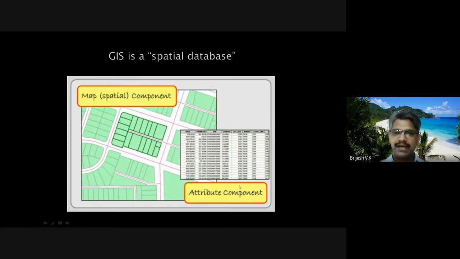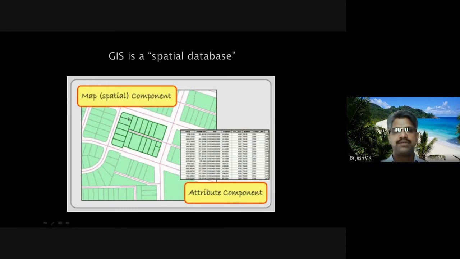But what is the attribute component? This is the map component. So attribute component is nothing but you can see each land parcel has got a particular area, an ID will be there, an owner will be there. I'm just giving an example. These are not the attributes given here. Suppose this is the area we are talking about, and this is where my house is situated.